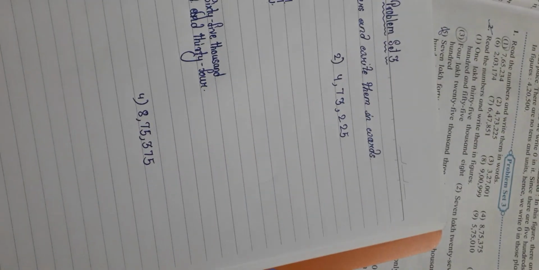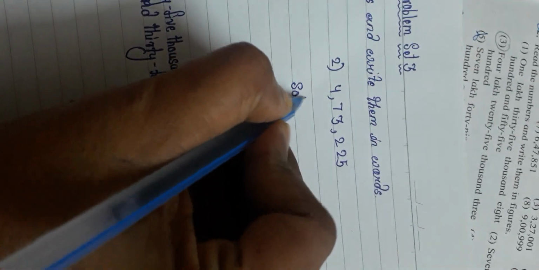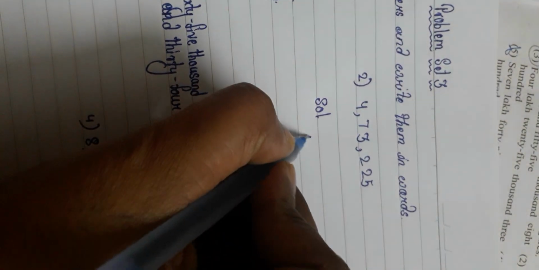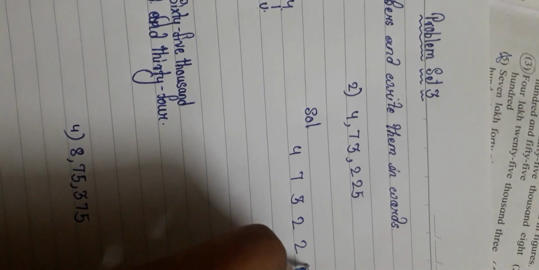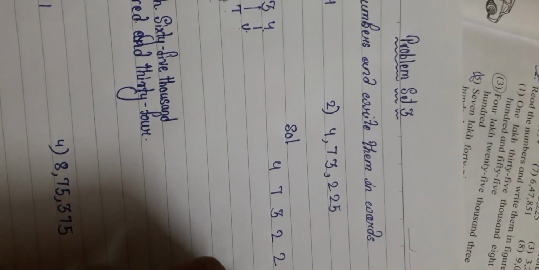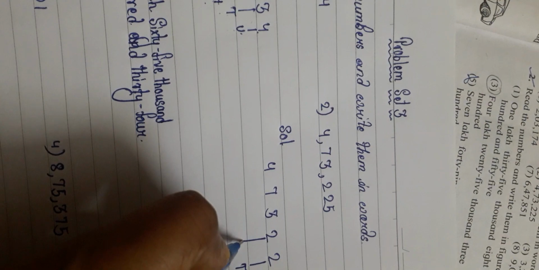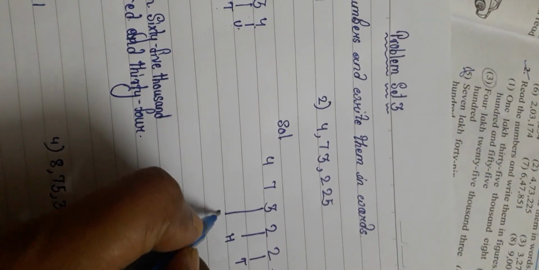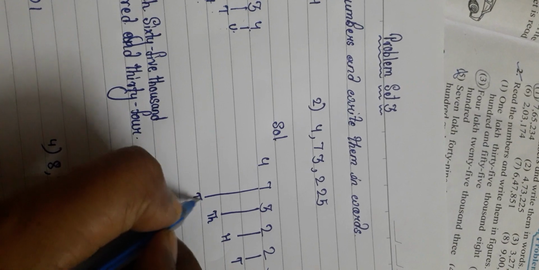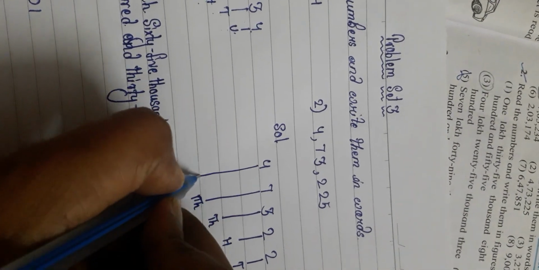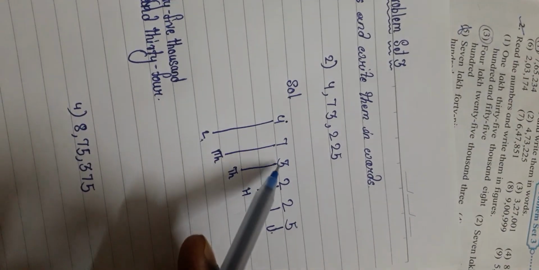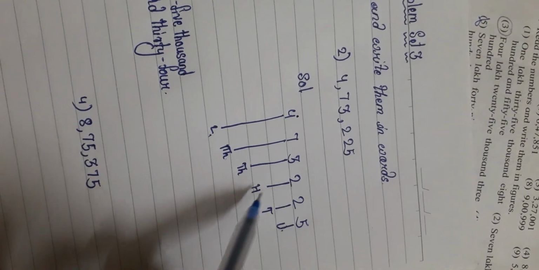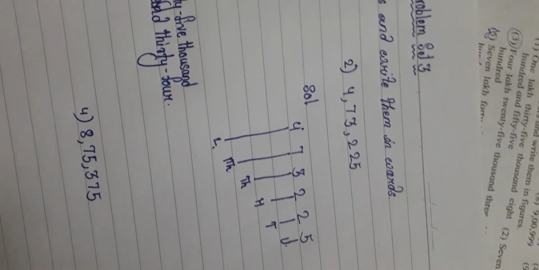We will move to our second question. As we have written question number 1, we will write question number 2: 473225. This will be unit, this will be tens, this will be hundred, this will be thousand, this will be 10,000, this will be lakh. That means 4,73,225. This way we are going to read.